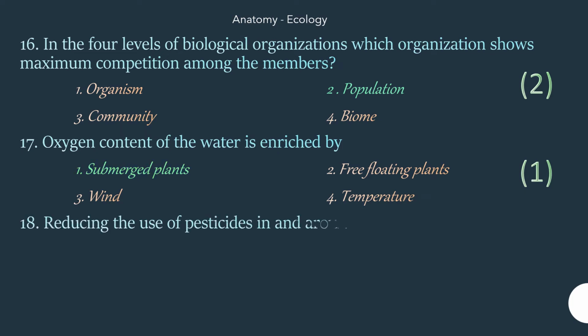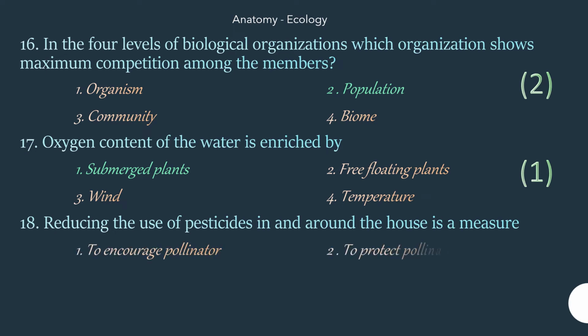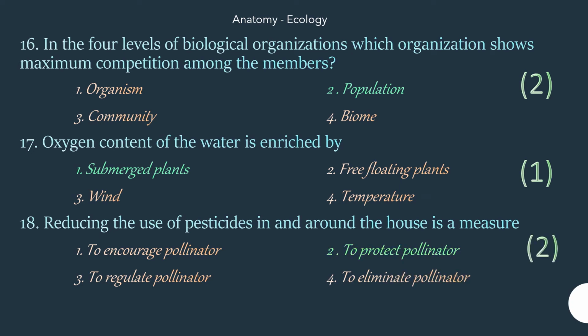Reducing the use of pesticides in and around the house is a measure: to encourage pollinators, to protect pollinators, option 3, to regulate pollinators, option 4, to eliminate pollinators. The answer is 2, to protect pollinators.